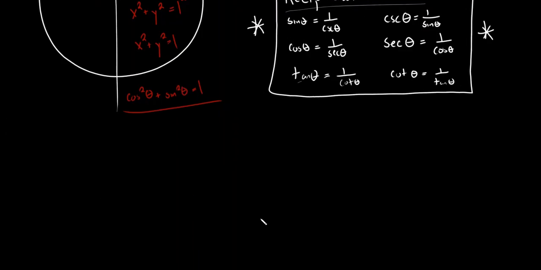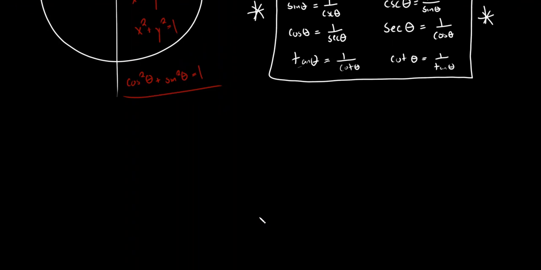Okay, so I'm going to go ahead and scroll down and actually give this its own category. Okay, this is what we call the Pythagorean identities.